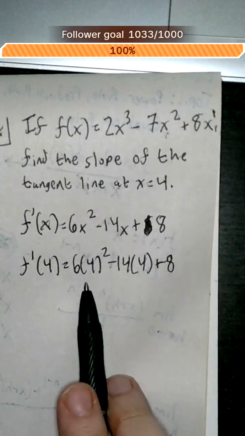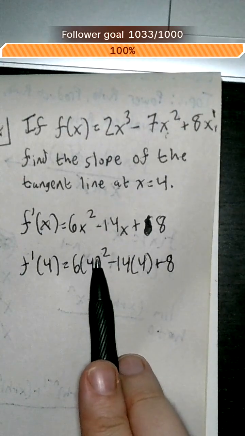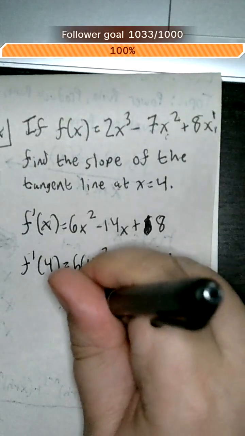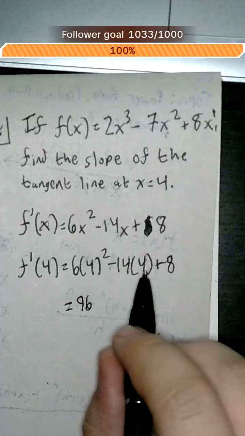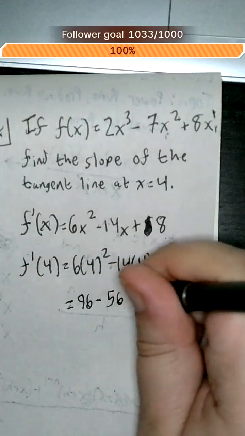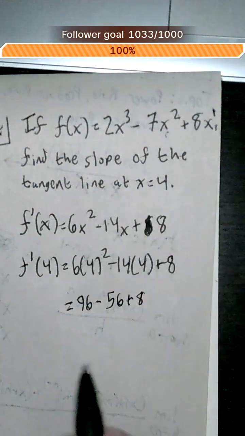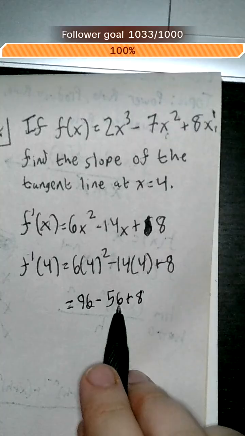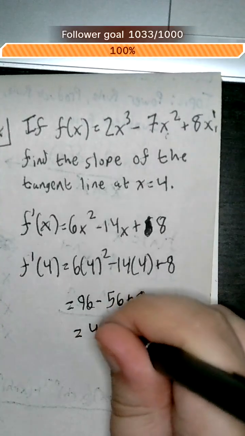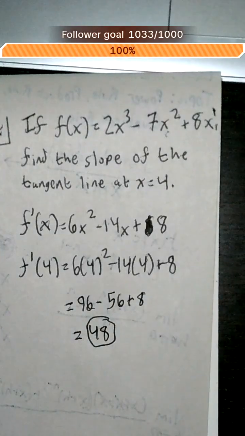So 4 squared is 16. 16 times 6 is 96. 14 times 4 is 56, negative 56 plus 8. 96 minus 56 is 40, and 40 plus 8 is 48. And that is our answer. So yeah, that's absolutely right.